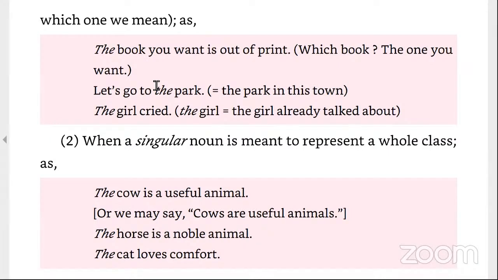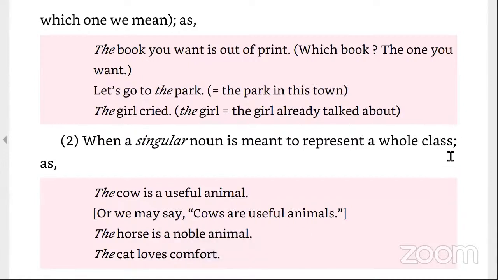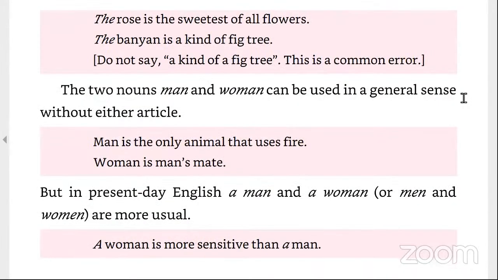The cat loves comfort. You can see when I use the cat, the horse, I refer to the entire group of cats, horses, or the cow. The rose is the sweetest of all flowers. The banyan is a kind of fig tree. Fig means dimity. Banyan is a fig.